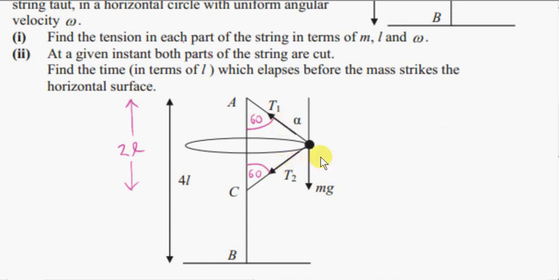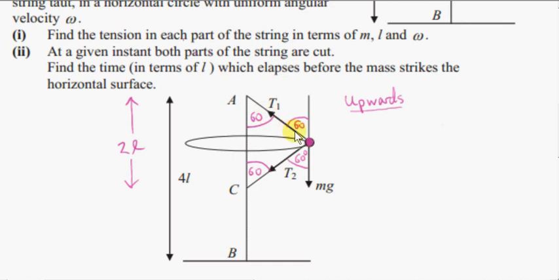So T1 and T2 are not the only forces acting on this mass. We have its weight, of course, which is its mass times g. We are given that the mass moves in a horizontal circle, so its acceleration has no vertical component. In other words, the particle is not moving up or down. So that tells us that the sum of the vertical components of the three forces acting on the mass is 0.